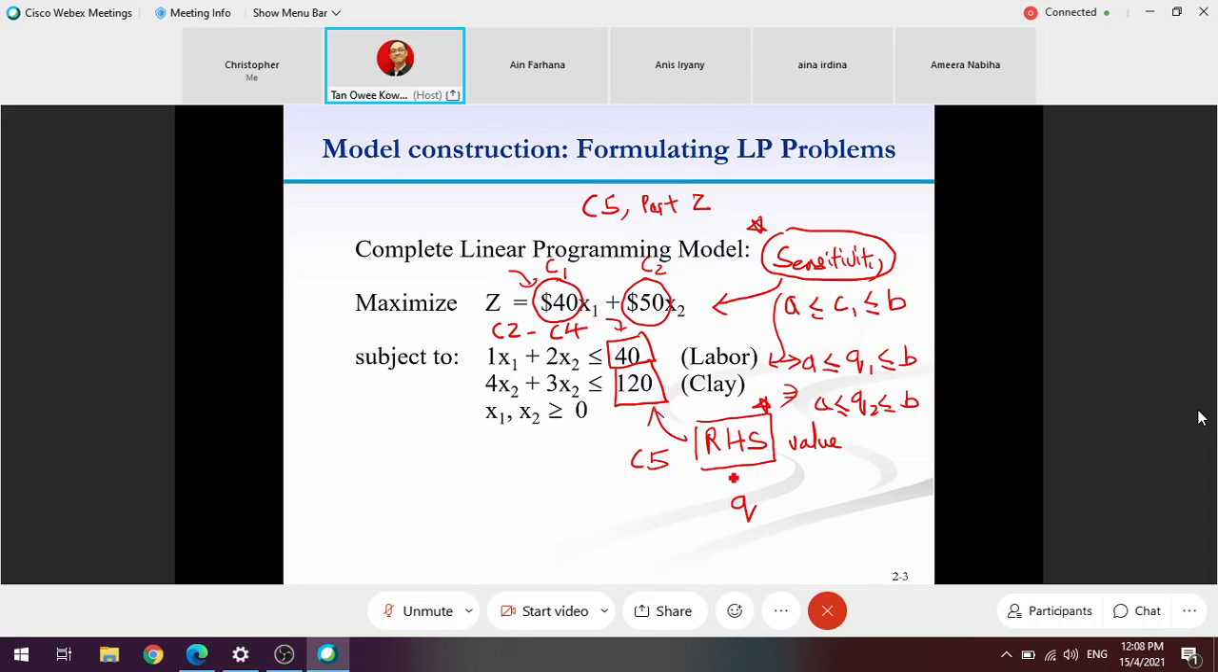And this purpose is slightly difficult to understand, which I will explain to you earlier. So before I move into the next slide, a few things highlighted. Number one, the symbol used to represent sensitivity range for objective is C1, for right-hand side value is Q1 and Q2. Then sensitivity range for objective refers to the sensitivity range for the coefficients. Sensitivity range for constraint refers to the sensitivity range for the right-hand side value.